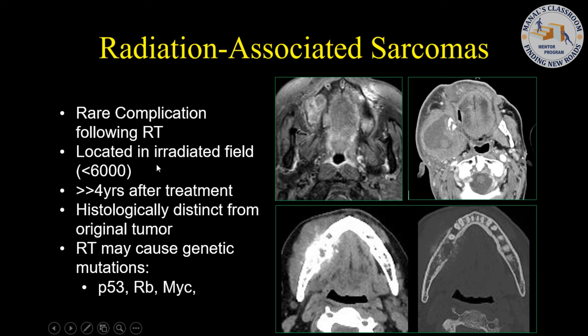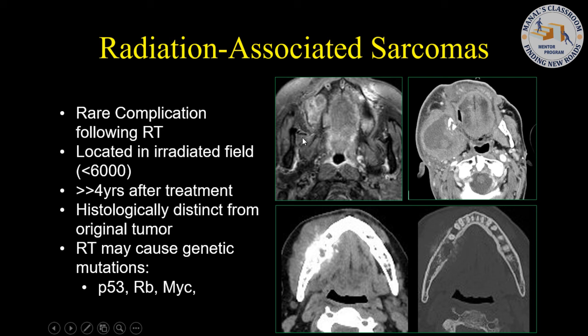But in general, radiation-associated sarcomas are a rare complication following radiation therapy. Typically, they're seen with high doses, as what we saw before. And histologically, they have to be distinct from the original tumor. And the reason it's felt to cause this is felt to be some specific genetic alterations from the radiation therapy involving P53, retinoblastoma gene, or the MYC gene. Now, all of these are cases of radiation-associated sarcoma.